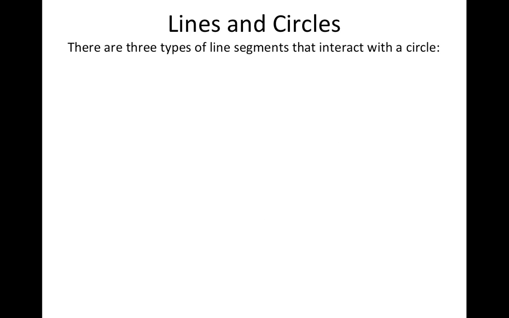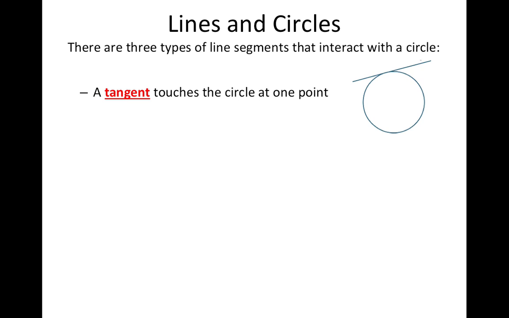So when I look at lines and circles, we can see that there are 3 types of line segments that can interact with a circle. The first is called a tangent, and that's when it touches the circle at one point. And that's an example of a tangent. That line is a tangent to the circle.